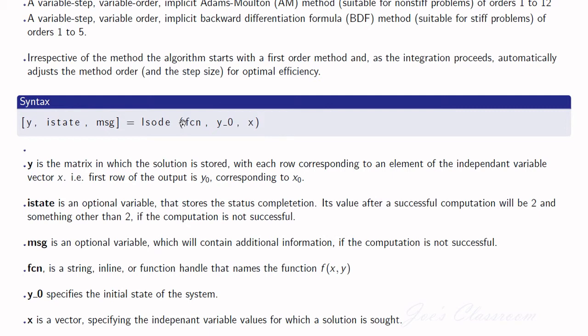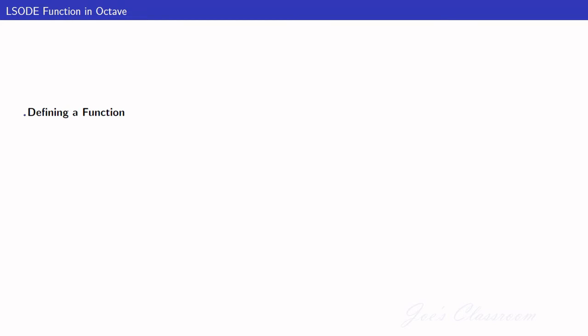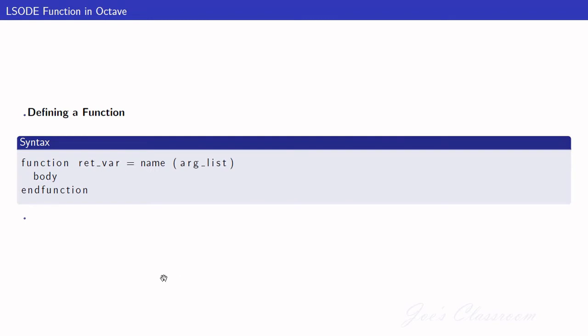As I have already told you, the lsode function needs a FCN, which means a function handle to name the function which is going to calculate f of x comma y. Therefore, let us quickly review how a function can be defined in Octave. The syntax for defining a function is this. A function has to start with the keyword function and it has to end with endfunction.